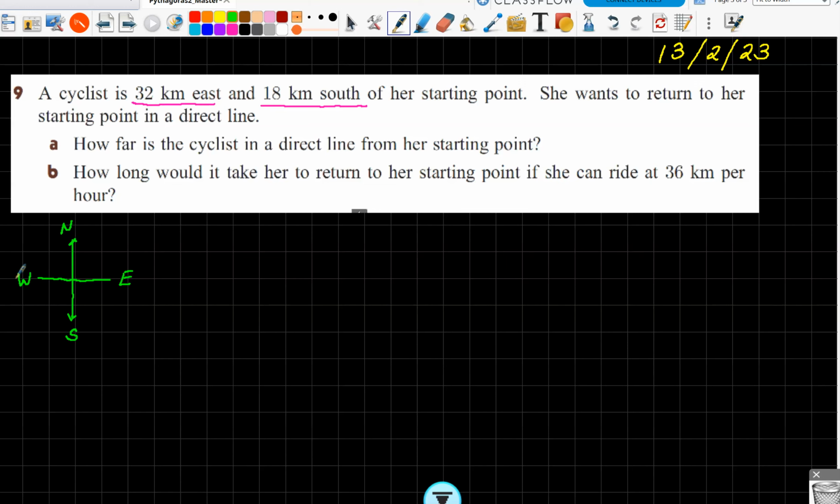Okay, so the cyclist is 32 kilometres east and 18 kilometres south of her starting point. So we can put our starting point here. So she's gone 32 east, then 18 south, and we clearly want to find how far she's going to return to her starting point. So pretty simple. You've done your diagram now.